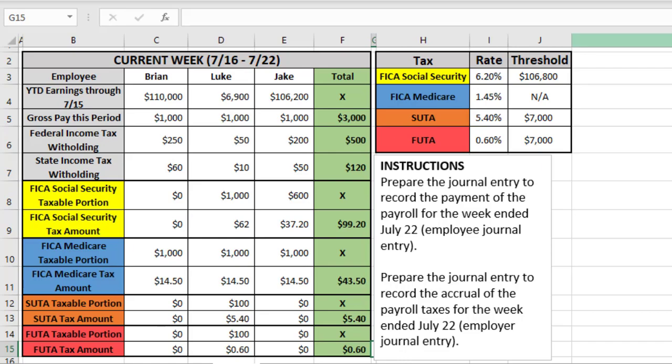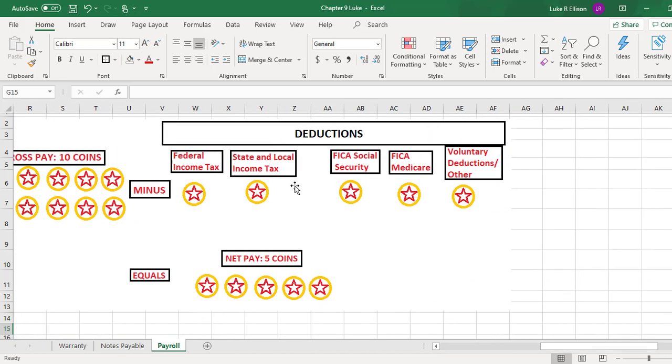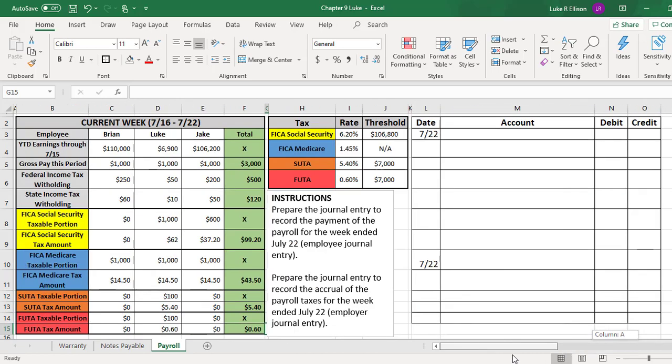So now let's pull out our journal paper here. And we are asked to prepare the journal entry to record the payment of the payroll for the week ended July 22nd. And this is the journal entry for the employee deductions. And you might remember that the employee deductions are going to include the federal income tax, state and local income tax, FICA, Social Security, and Medicare, as well as voluntary or other deductions. So that's what we're going to be looking for here for this journal entry.